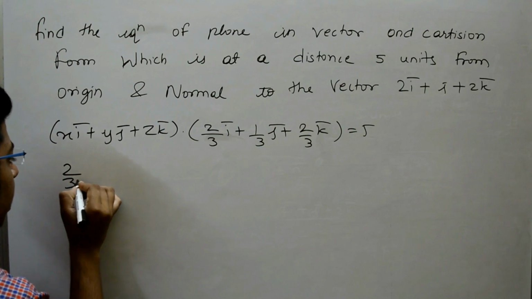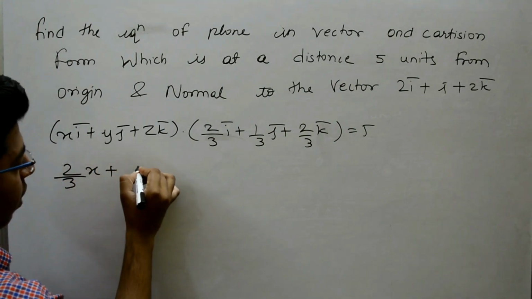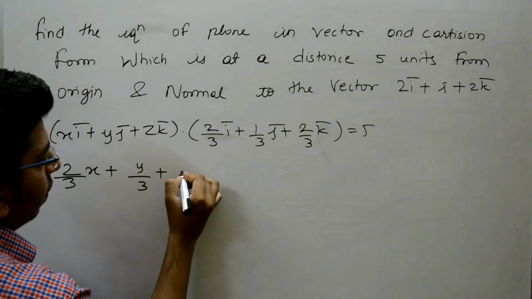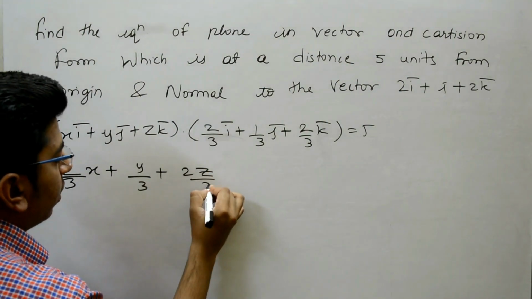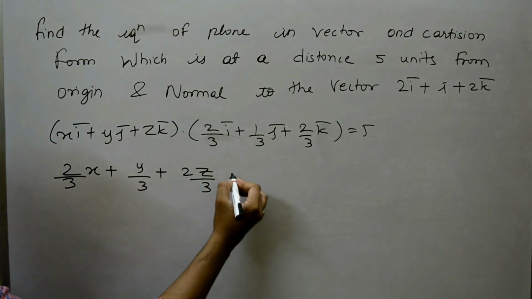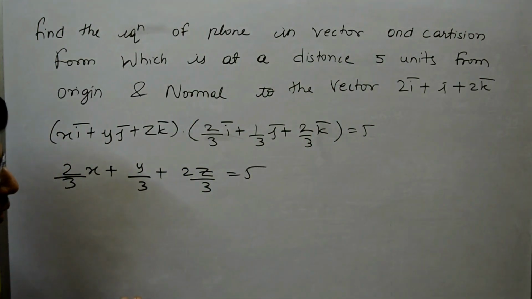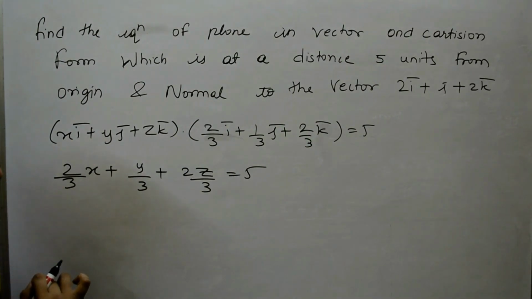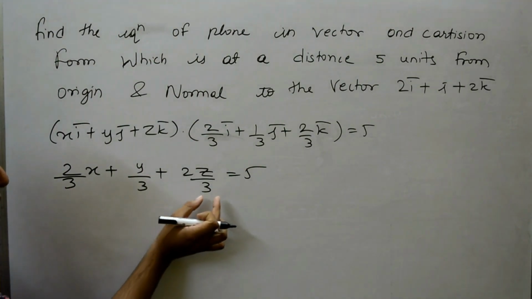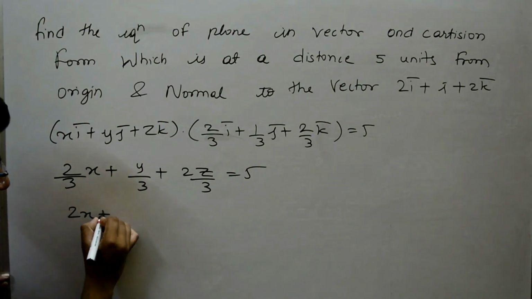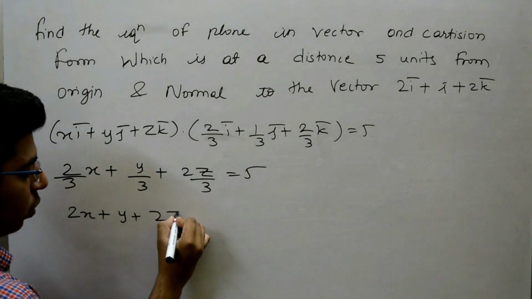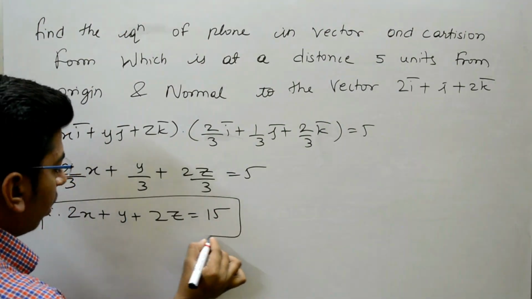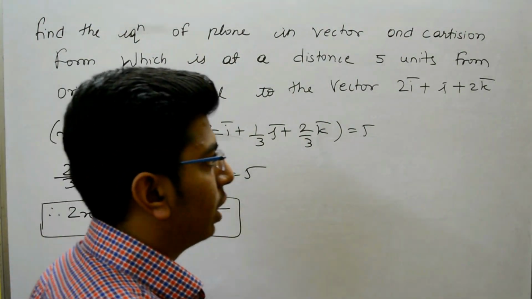So 2 by 3 x plus y by 3 plus 2z by 3 is equal to 5. Now multiply both sides by 3, so this 3 will cancel out. 2x plus y plus 2z equal to 15. This is a Cartesian equation.